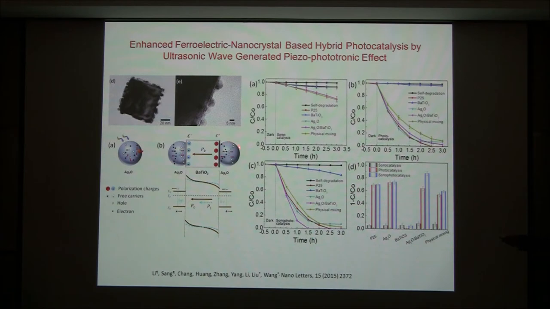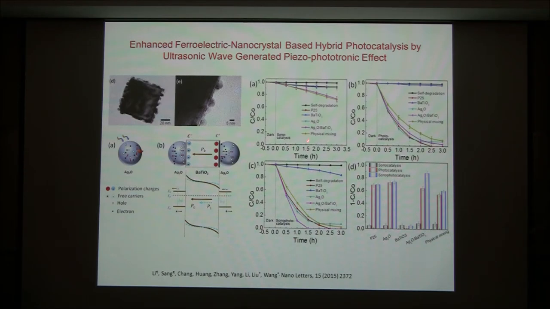If the silver oxide particle is attached here, which has electron and hole pairs, the positive ion here attracts electrons towards the interface, leaving the holes on the surface. In contrast, this side is negative ion, which attracts the holes to the interface, leaving the electrons at the surface. Electrons here, holes here, accelerate the redox reaction. One side can be reduction, the other side can be oxidation, which accelerates it.